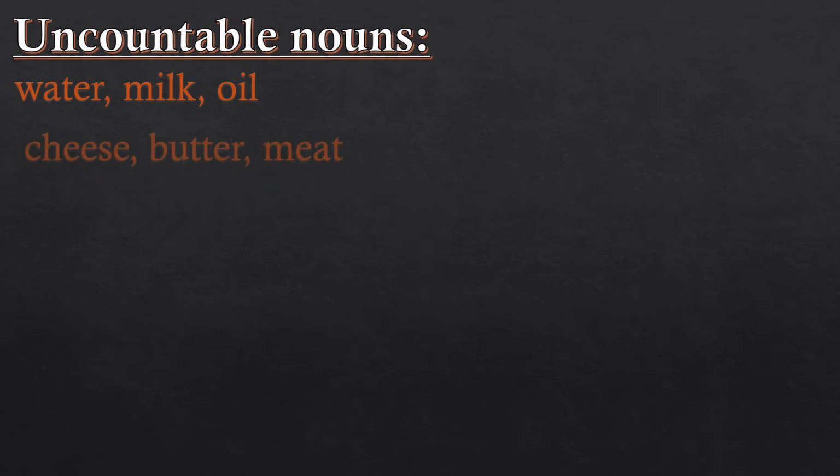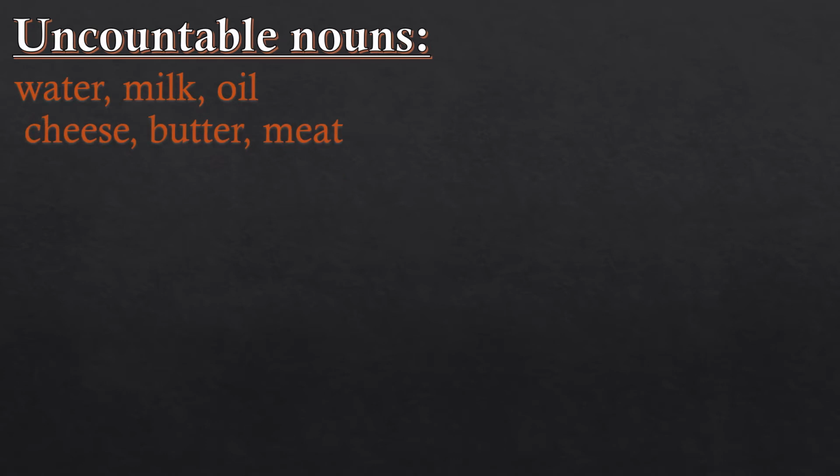Another group of words is things that we buy in kilos. For example, we can say half a kilo of cheese, butter, meat. Okay? We cannot use numbers with these words or make them plural. We cannot say a cheese or cheeses. We cannot say a butter or butters.